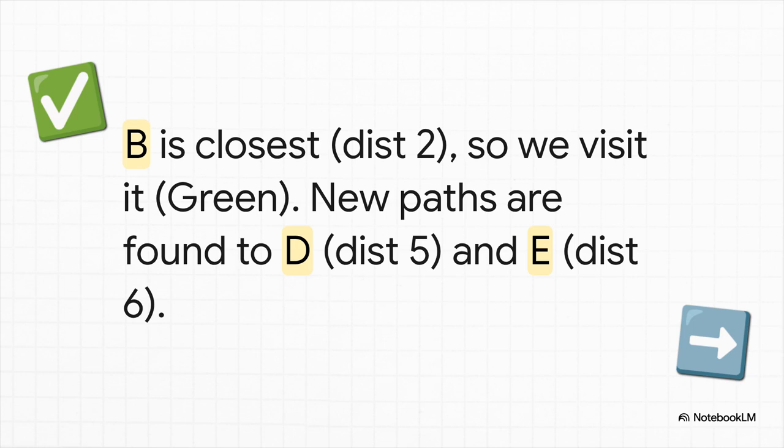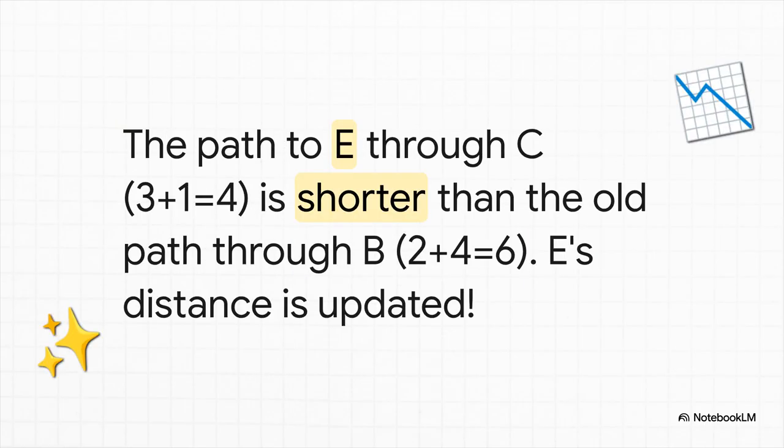The path to D through B has a total cost of 2 plus 3, that's 5. And the path to E is 2 plus 4, which is 6. We add those new paths to our list. Now pay attention, because this is the aha moment. This is the whole magic of the algorithm. The next closest node on our list is C, at a distance of 3, so we visit it.